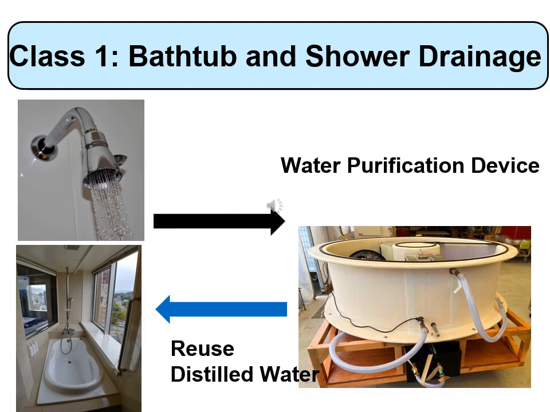Next, Class 1 is bathtub and shower drainage. This drainage mainly contains detergents and shampoos, which will be distilled, and the components of the detergent contained in the water will be collected in solid form. The handling of this solid is a matter for future consideration, but in the worst case, it may have to be mixed with soil and disposed.